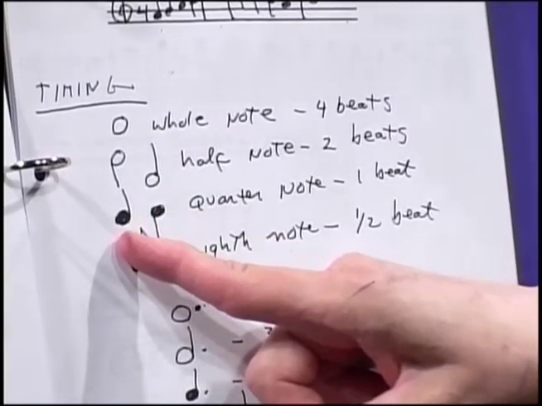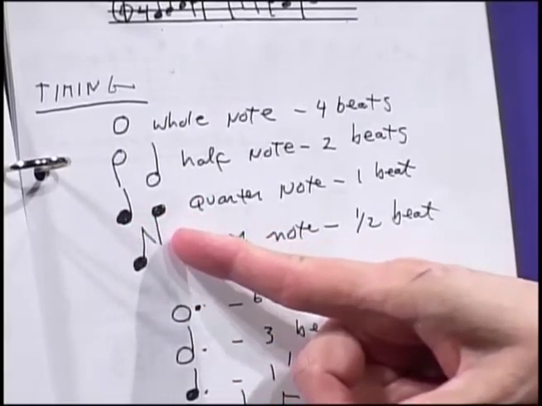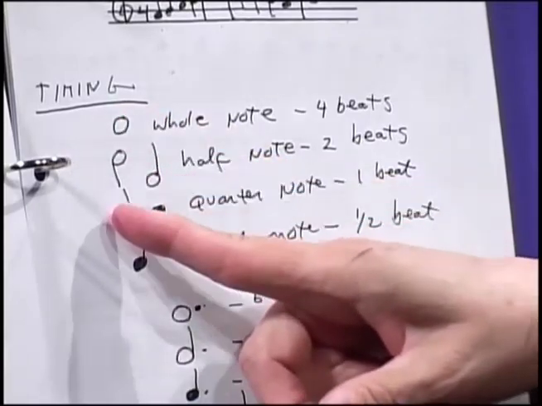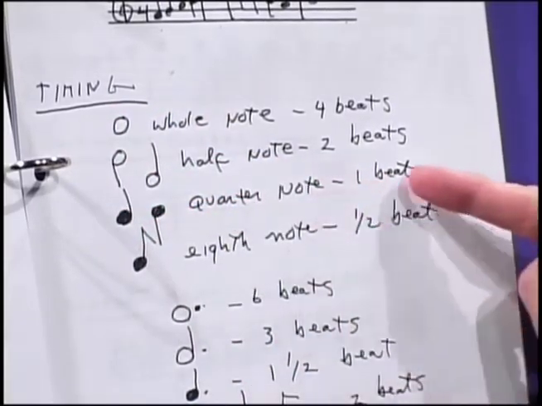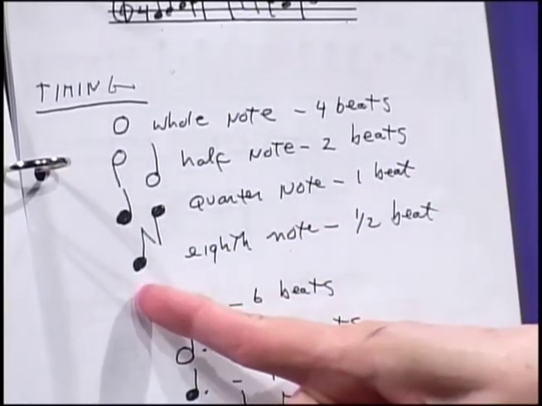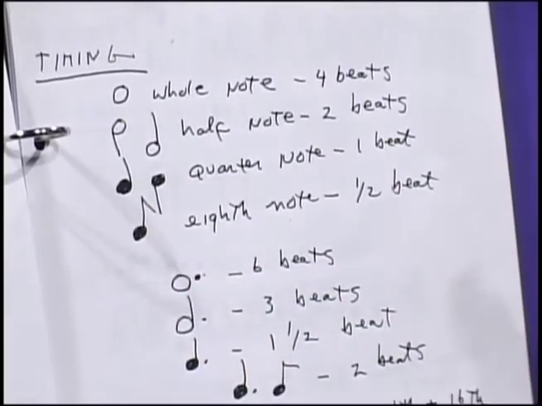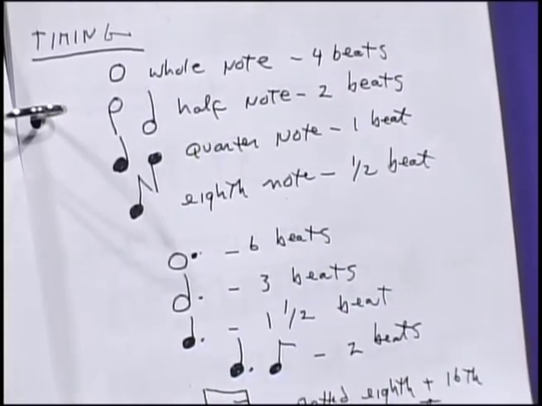Quarter notes have 1 beat. It takes 4 of them to make a whole note, because the whole is 4 beats, so it takes 4 quarters to make the whole. This is a quarter note in itself. The quarter note has 1 beat. The 8th note has a half a beat. But what I wanted to bring to your attention is you can change this.